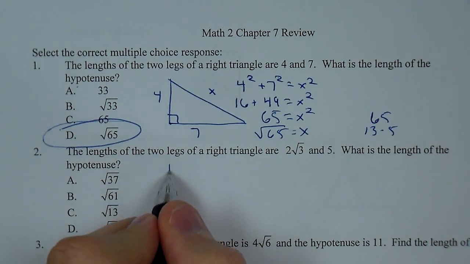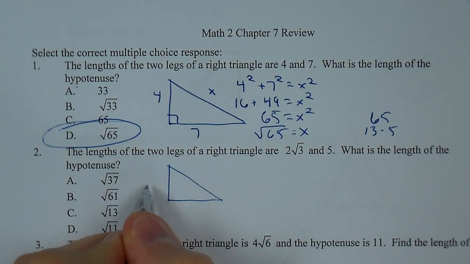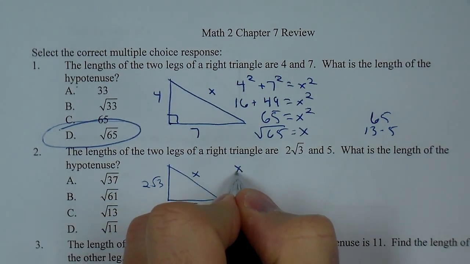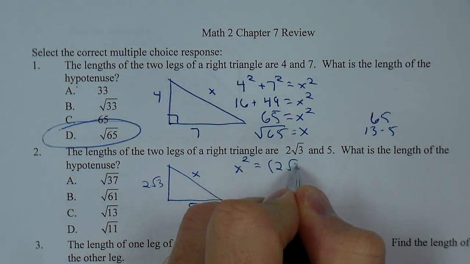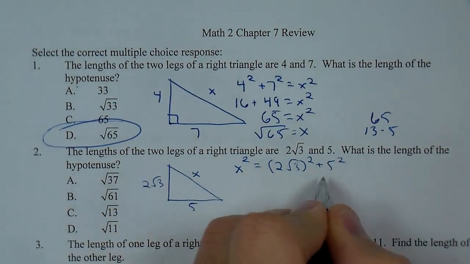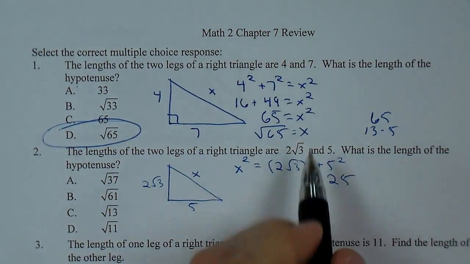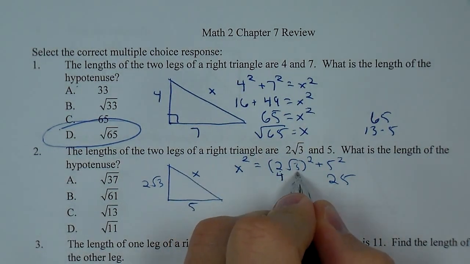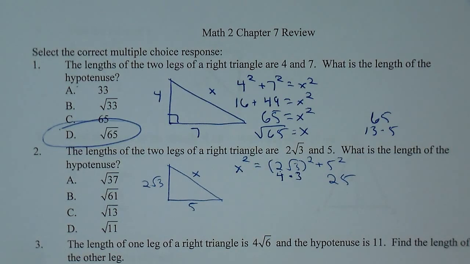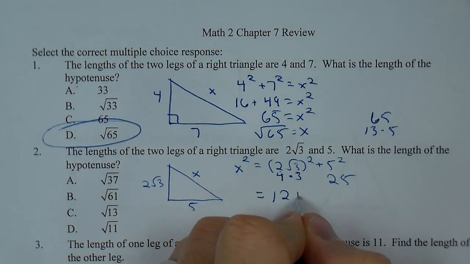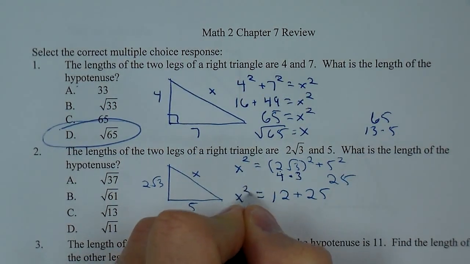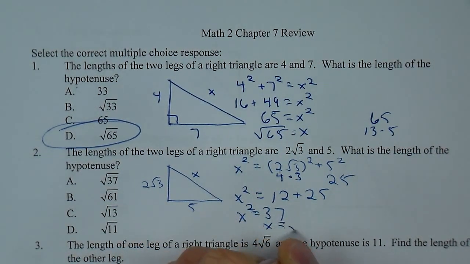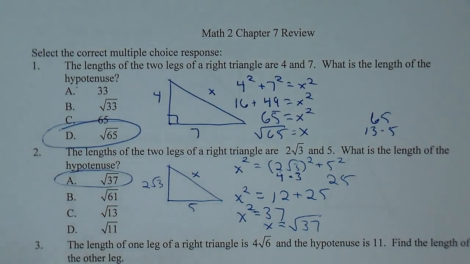For number 2, we have, again, the legs are now 2 root 3 and 5, and we need to find the hypotenuse. So x squared equals 2 root 3 squared plus 5 squared. 5 squared is 25. We'll take care of that one. But 2 root 3 squared, we square the 2, which makes it 4. You square the root 3, and that just becomes 3. So this becomes 12 plus 25, or x squared equals 37. And x is the square root of 37, which is A.